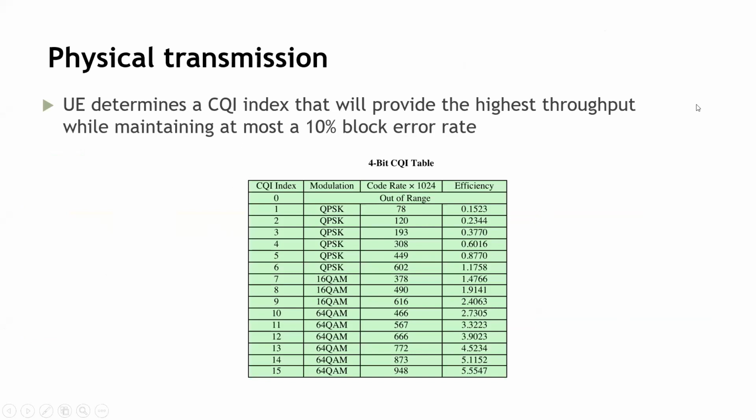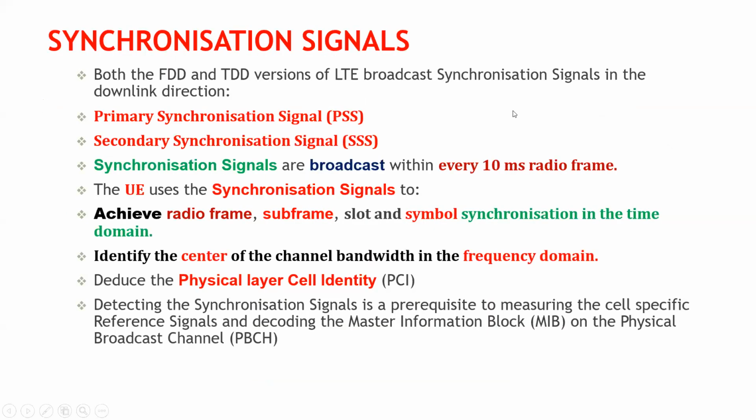Okay. So next one is the synchronization signals. Yes, sir. So next topic is synchronization signal. These synchronization signals are used in the downlink, that is from base station, that is E node B, to the user equipment. These downlink synchronization signals are transmitted to facilitate the cell search procedure.